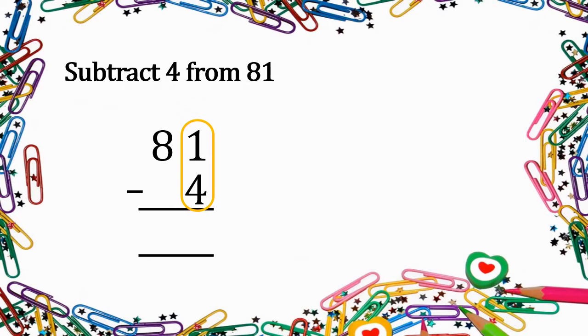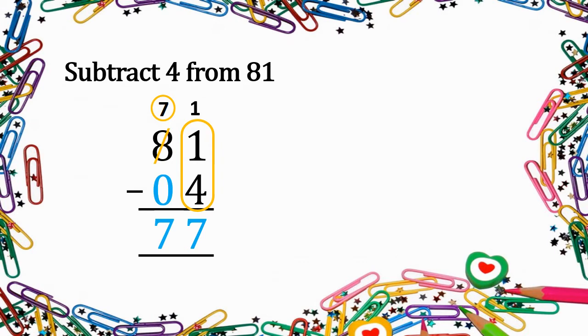This is how borrowing works. When the lower digit is bigger than the number on top, you borrow a tens value from its neighbor, as the number taken from the neighbor always represents a 10, so 10 plus 1 equals 11. So, 11 minus 4 is equal to 7. Now, as 1 is borrowed from 8, we are left with 7. So, 7 minus 0 is 7.